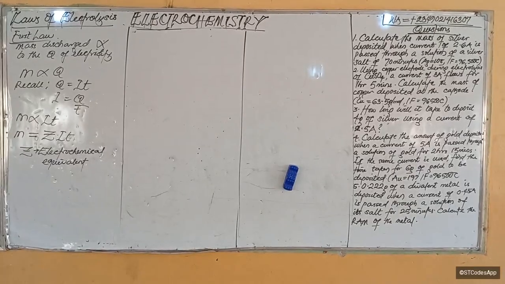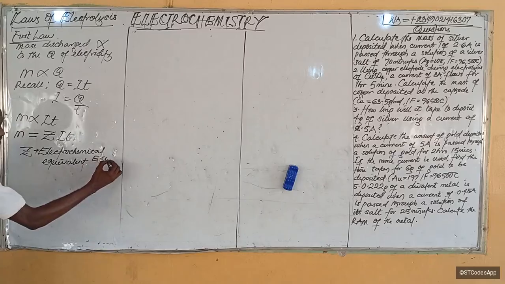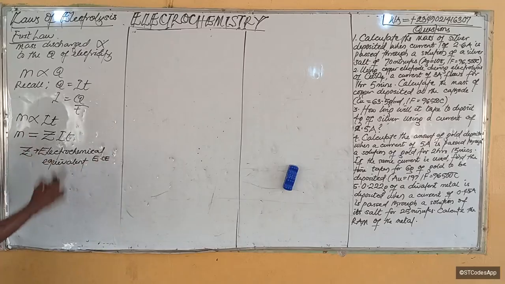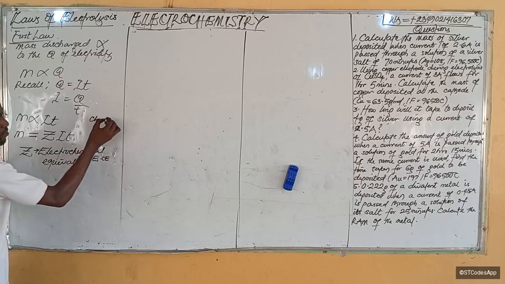Okay, so now we said that is proportional to the electrochemical equivalent. And what is this electrochemical equivalent? EC for short. Now, electrochemical equivalent is different from chemical equivalent. This is different.